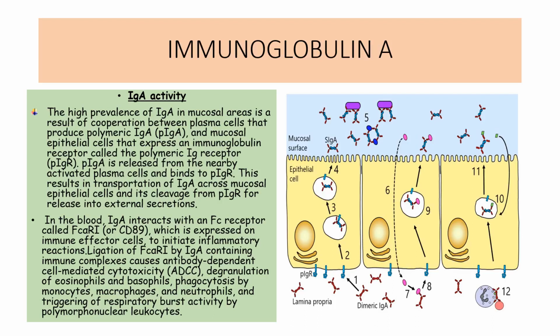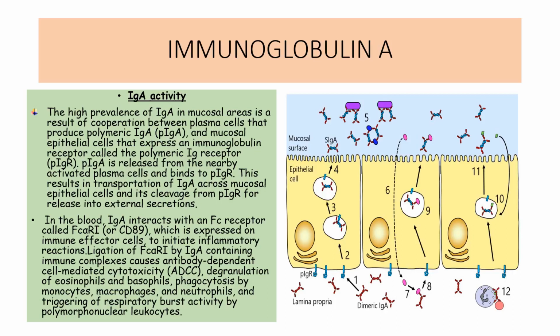In the blood, IgA interacts with the Fc receptor called FcαRI or CD89, which is expressed on the immune effector cells to initiate the inflammatory reaction. Ligation of FcαRI by IgA containing immune complexes causes antibody-dependent cell-mediated cytotoxicity, degranulation of eosinophils and basophils, phagocytosis by monocytes, macrophages and neutrophils, and triggering of the respiratory burst activity by polymorphonuclear leukocytes.